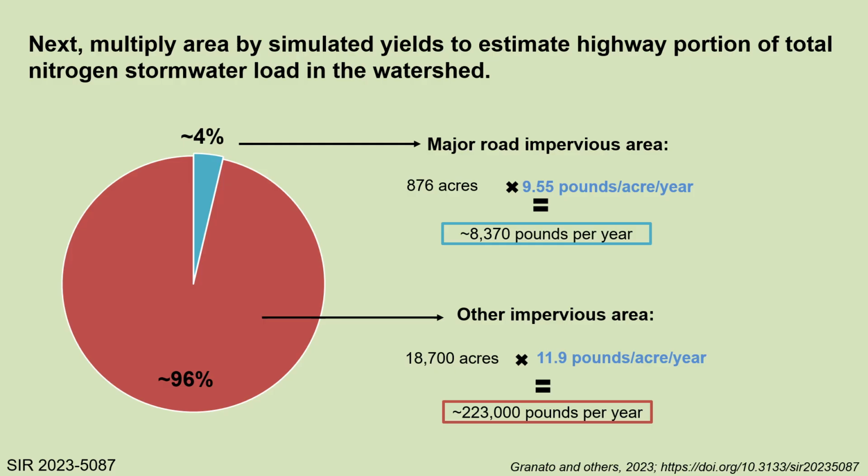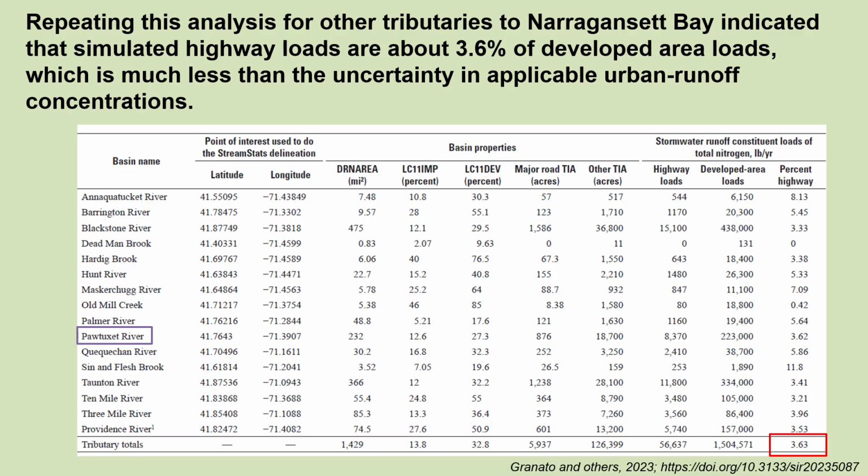And then we can do the same process applying that to the urban impervious area, so non-roadway urban impervious area, and multiplying that by our average annual yield. And as you can see, for the watershed that we are doing these calculations for, the other impervious areas, so the non-roadway, contributed 96% of that total nitrogen load. And we found this to be true across a number of watersheds that we simulated for.